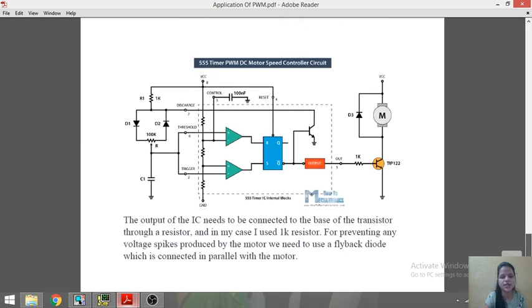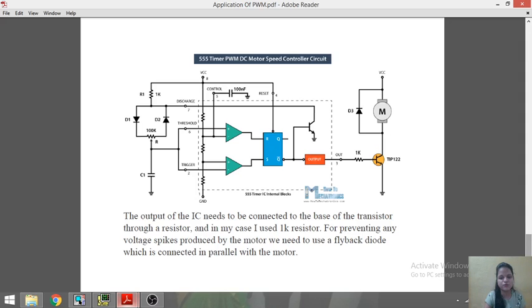The output of the IC needs to be connected to the base of the transistor through a resistor. In many cases, they use a 1 kilo ohm resistor. For preventing any voltage spikes from the motor, we need to use a flyback diode connected in parallel with the motor. So like this I performed experiment number 9 successfully.